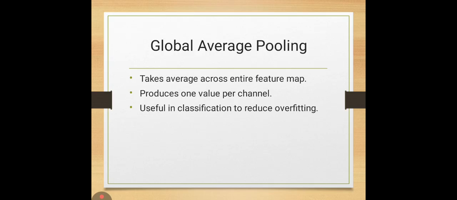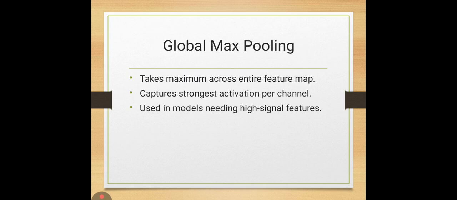Global average pooling computes the average of all the values in each feature map. It produces one value per channel. This method is commonly used in classification models to reduce overfitting and replace the fully connected layers. Global max pooling selects the maximum value from each feature map and captures the strongest activation in each channel. It is useful when the presence of the feature is more important than its location.